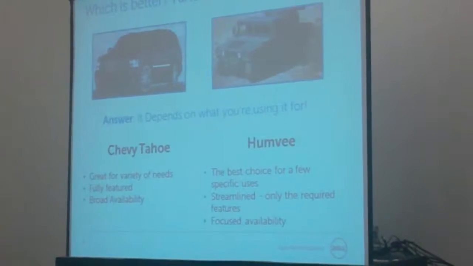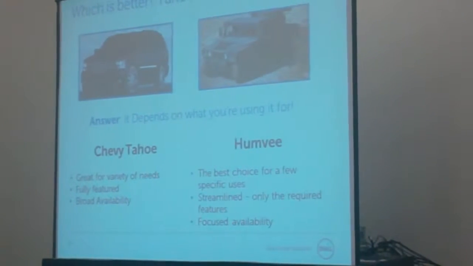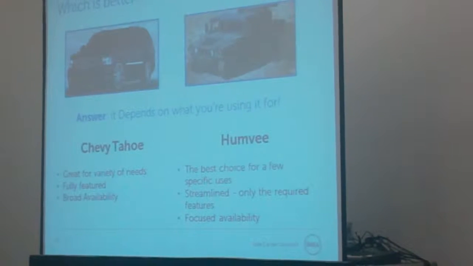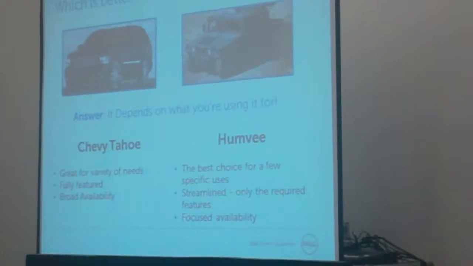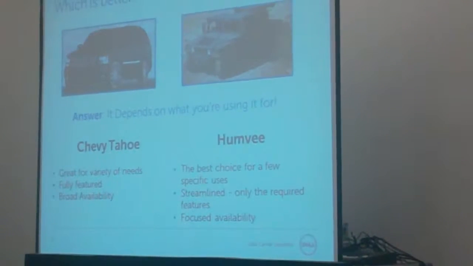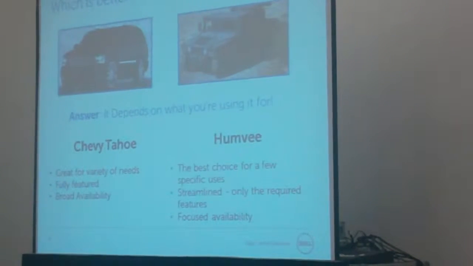Just like a Chevy Tahoe is great for all kinds of different things. It's got lots of features. You can kind of get it anywhere. But maybe you're getting stuff you don't actually need. If you're trying to drive around in really rough country or deliver hardware, etc., then maybe you need a specialized type of environment. Maybe you need a specialized set of equipment to handle that need for you.